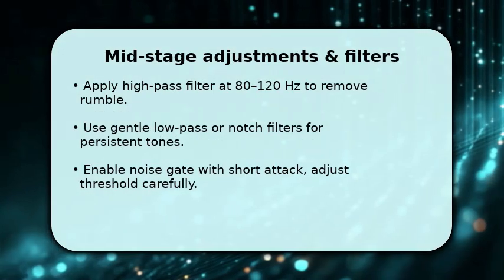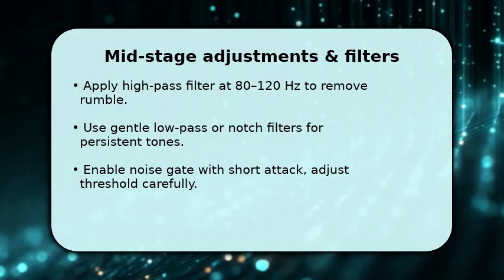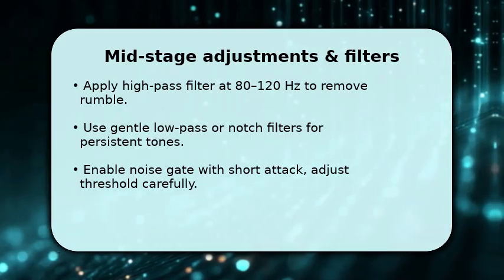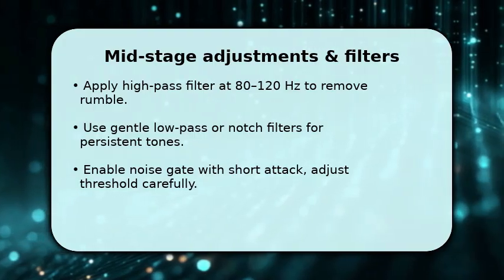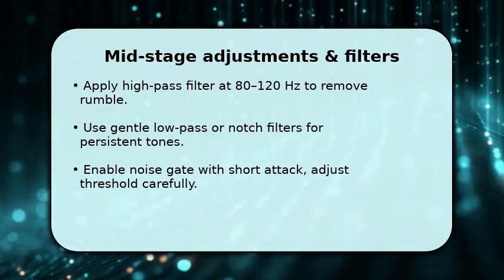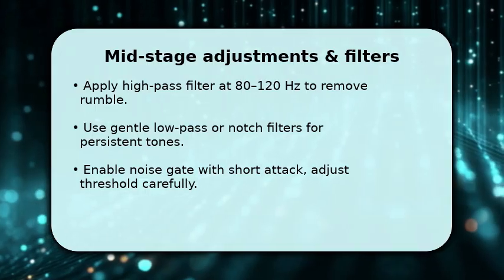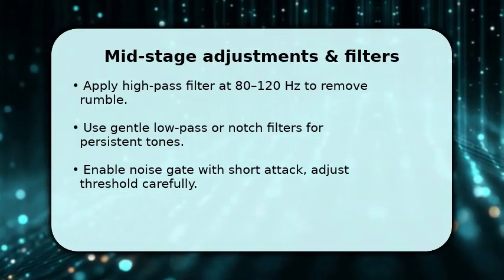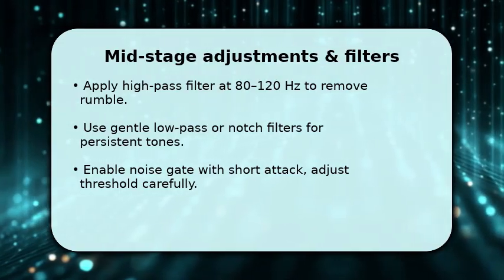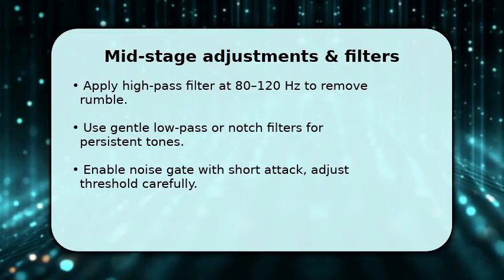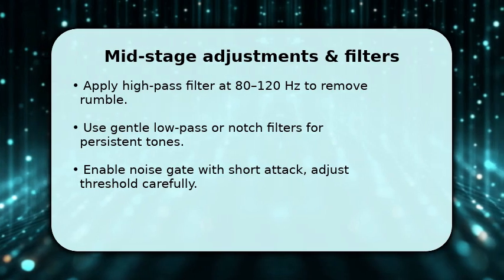Now you refine the signal using processing. Engage a high-pass filter around 80 to 120 Hz to remove rumble and mains hum harmonics. This preserves voice clarity. If you hear narrow tonal rings, place a slow notch or narrow EQ cut at that frequency. Avoid extreme boosts. Add a noise gate with a short attack and release. Set threshold so silence is removed but breaths remain natural. Once these are set, monitor in real time and tweak until unwanted artifacts are minimized.